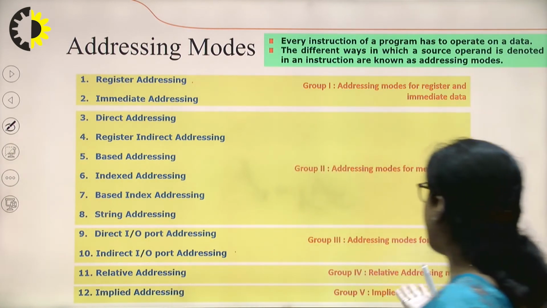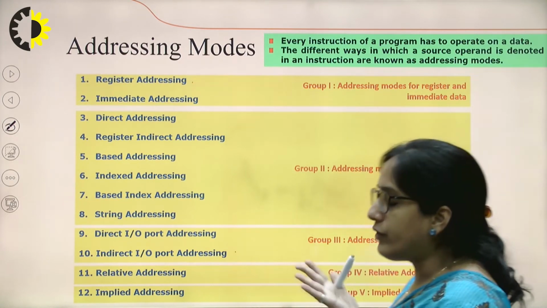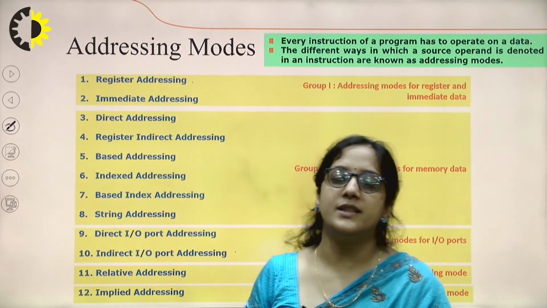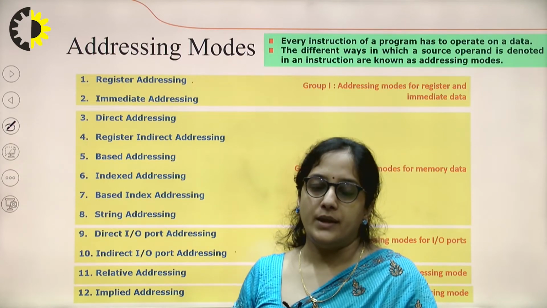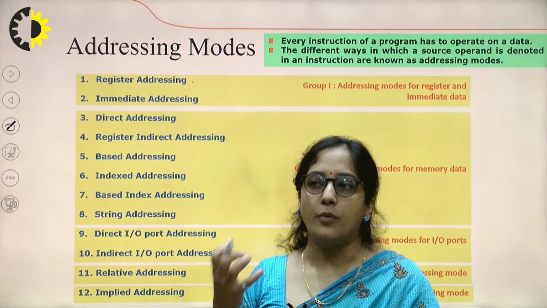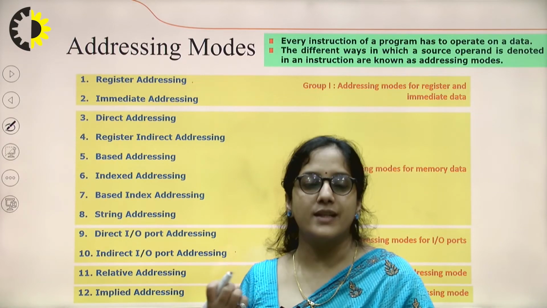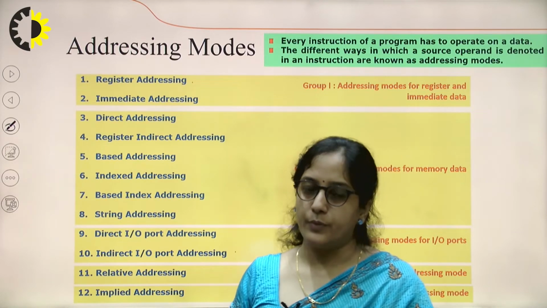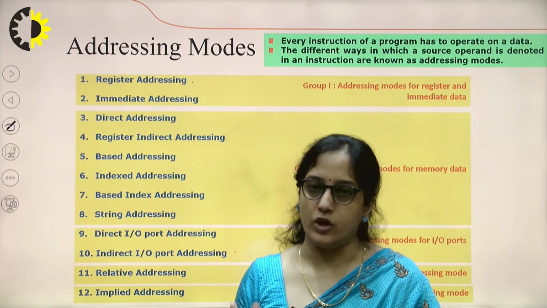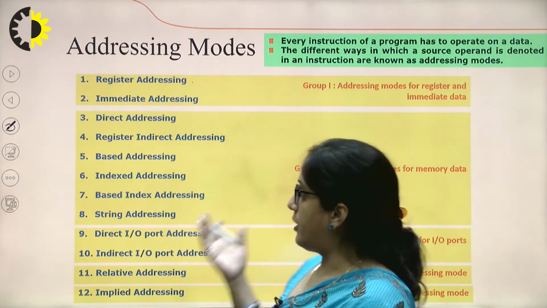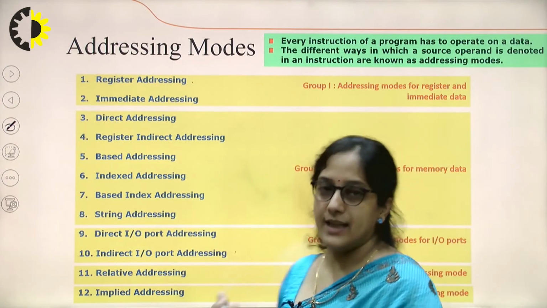Last group, group 5, that is implied. In case of implied addressing, neither are we specifying the memory nor the register, but the data is available in the opcode. Means we are specifying the opcode in such a way that from that opcode only, the microprocessor comes to know where the data is, what is the location of the data. Now we are going to discuss one by one with examples.